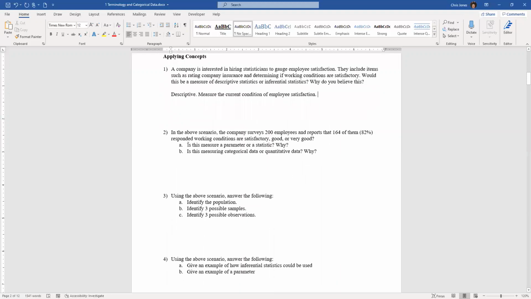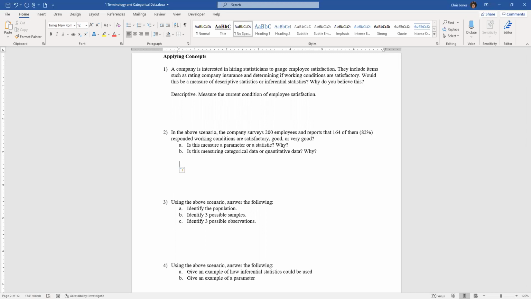Another concept application. In the above scenario, the company surveys 200 employees and reports that 164 of those employees, or 82%, responded that working conditions are satisfactory, good, or very good. And is this measure a parameter or a statistic, and why? And then are we measuring categorical data or quantitative data? All right, so it may be beneficial for you at this point to pause the video, think about this, write down a response, and then once you've written down a response, check back as to what the solution might be.